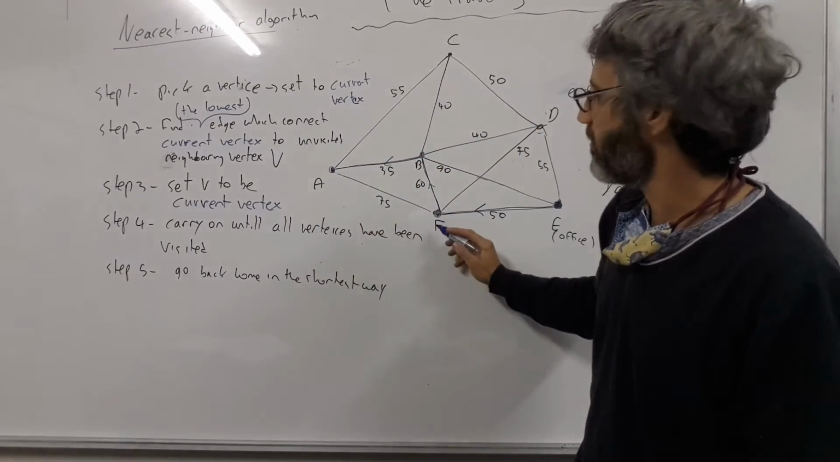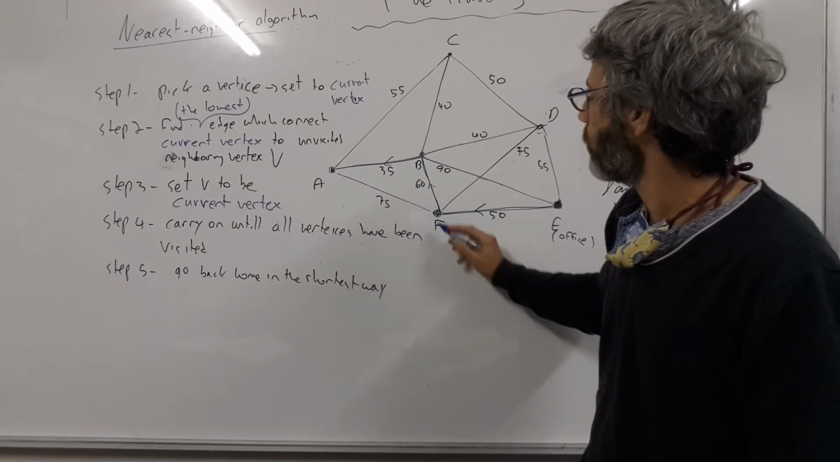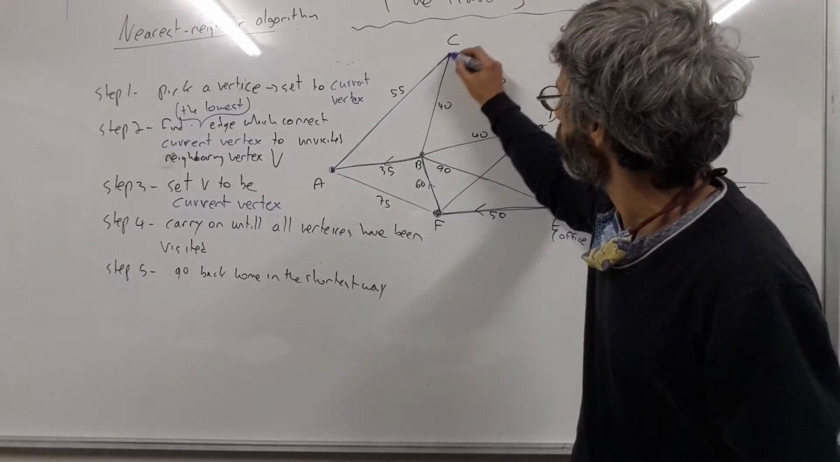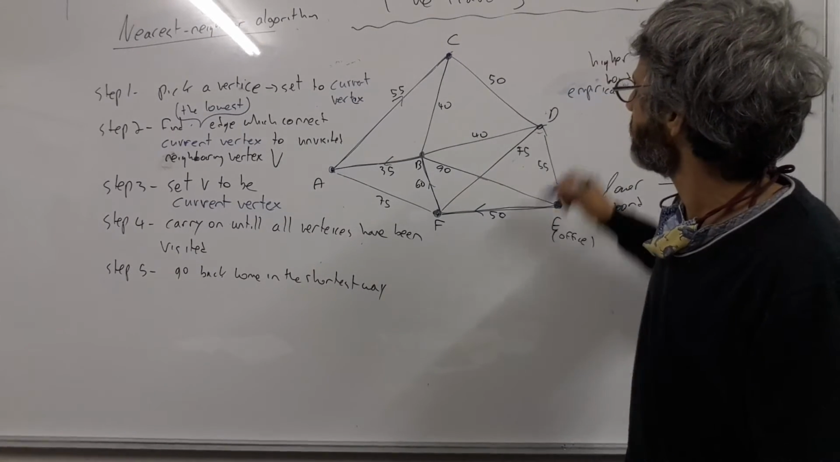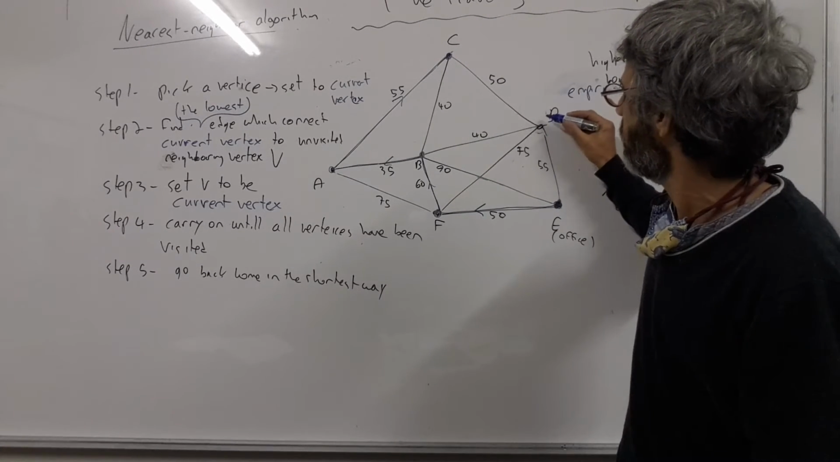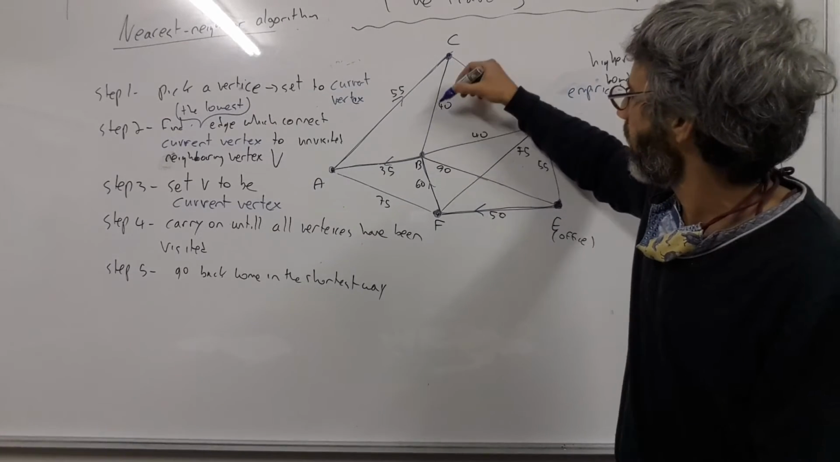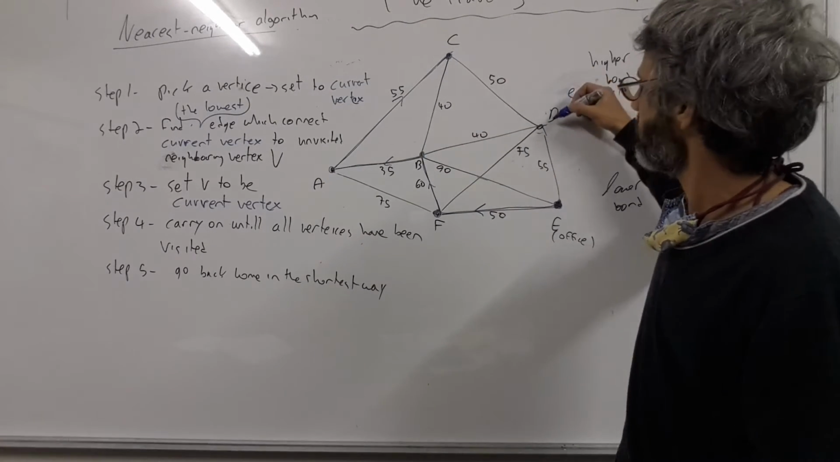From A, well, I visited the F anyway, so there's no point. So we're going to go to C. It's also lower anyway. C. Okay, the only one I'm missing now, obviously to B is quicker, but I don't want to go to B, I want to visit D.